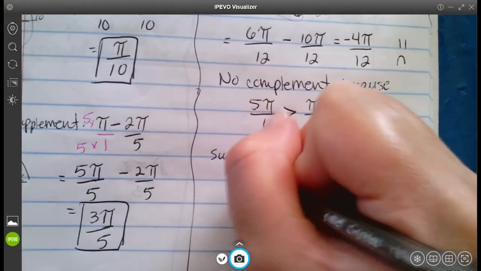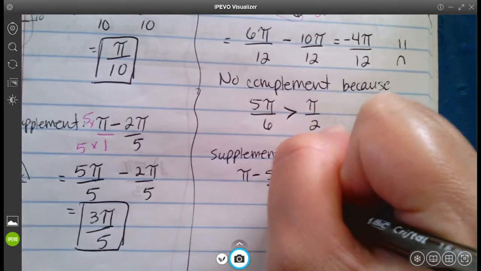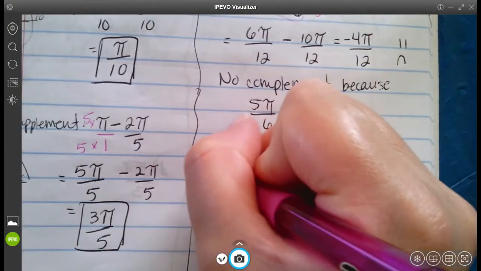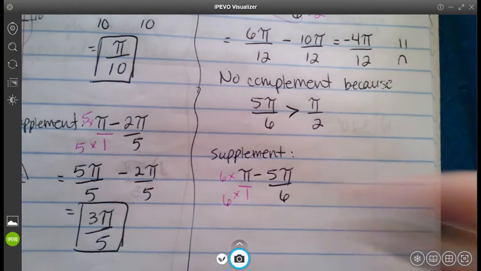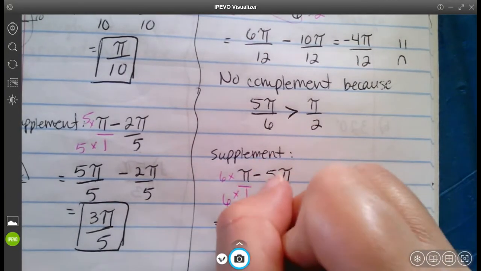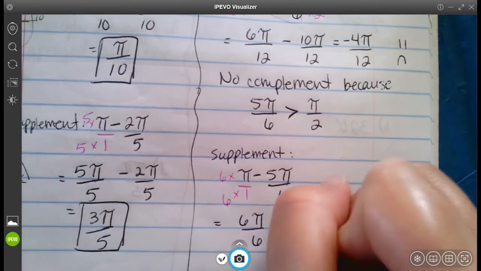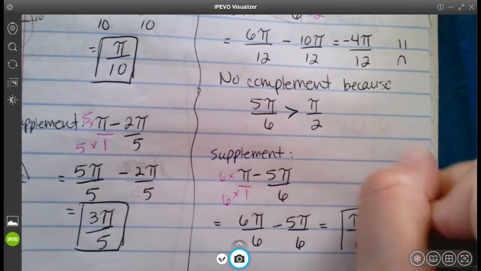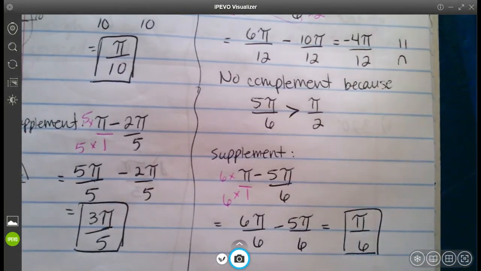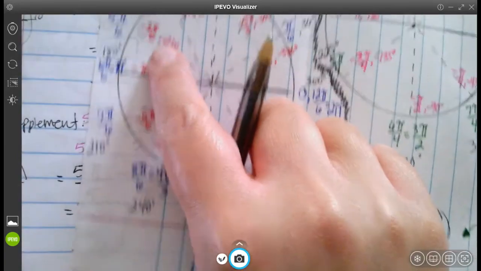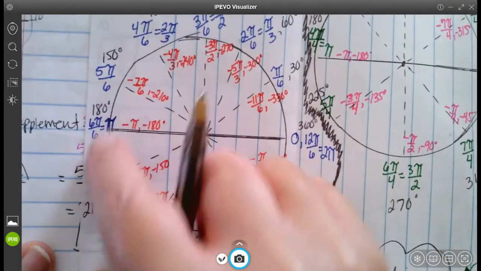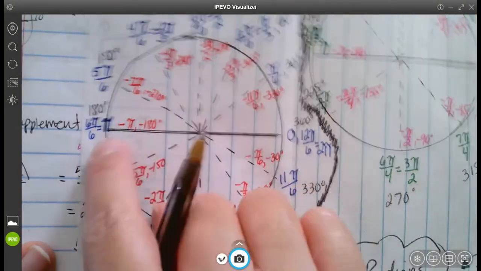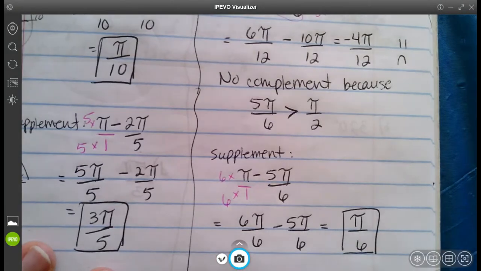So the supplement is pi, so pi minus 5 pi over 6. Let's work that one out. Put this over 1, multiply times 6. So I get 6 pi over 6 minus 5 pi over 6, which is just 1 pi over 6. And again, that makes sense because if we look at it, where's 5 pi? Here is 5 pi, here is pi. It's pi 6 away from the halfway point. So we are good to go.